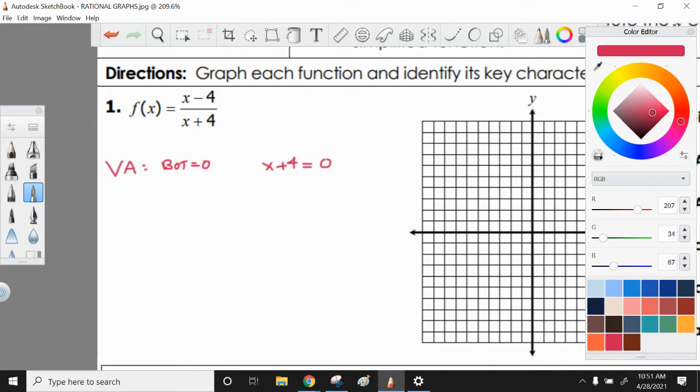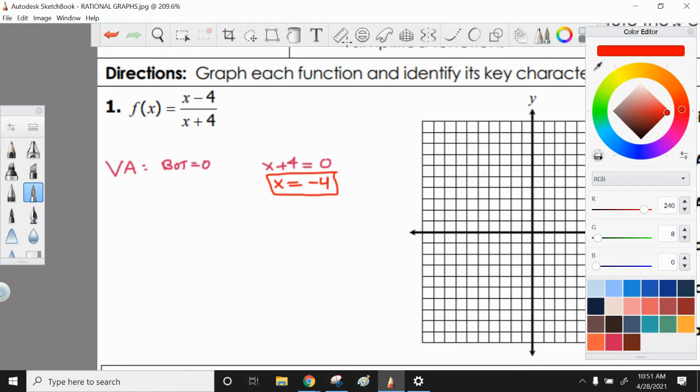Because that is the bottom equal to 0. We're going to go ahead and solve that. And so my vertical asymptote is x equals negative 4. This is my vertical asymptote.